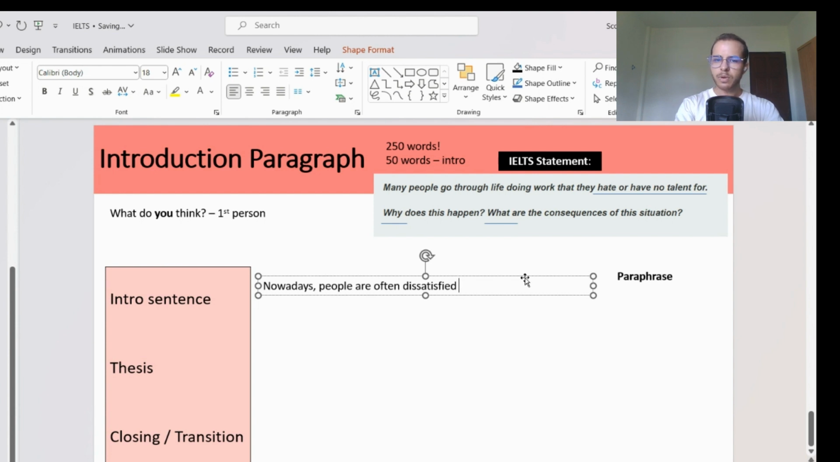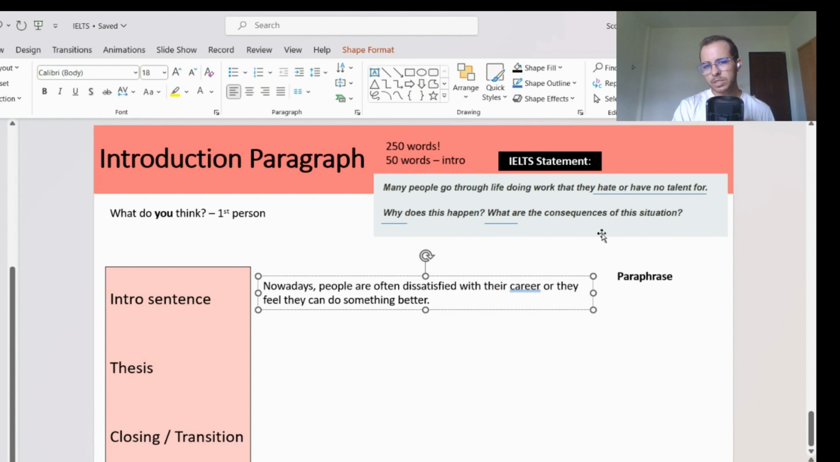So nowadays, people are often dissatisfied with their work. And in fact, I don't want to use the word work because they've already said this in the statement. I'm going to say career. Nowadays, people are often dissatisfied with their career or they feel they can do something better. Can you see how I paraphrased this first sentence here?